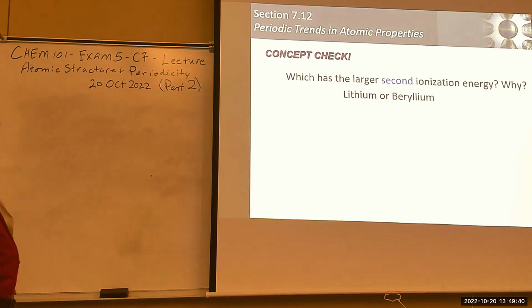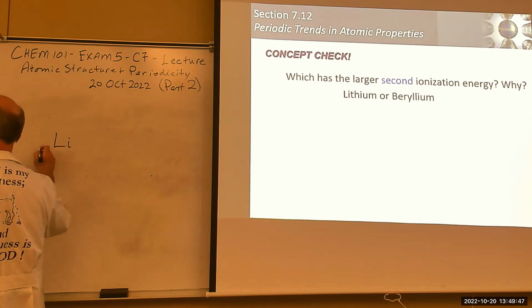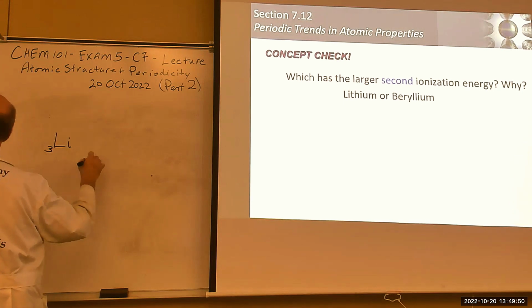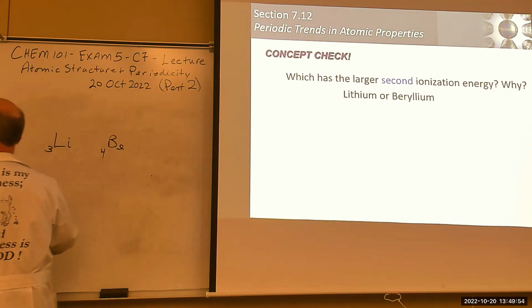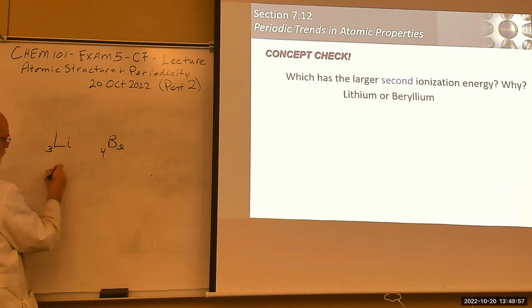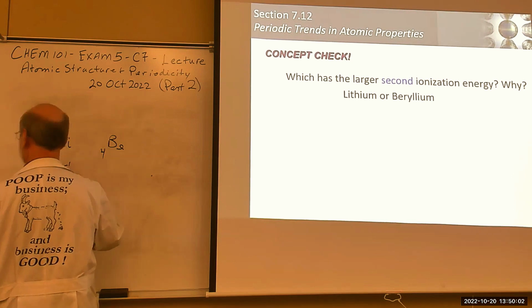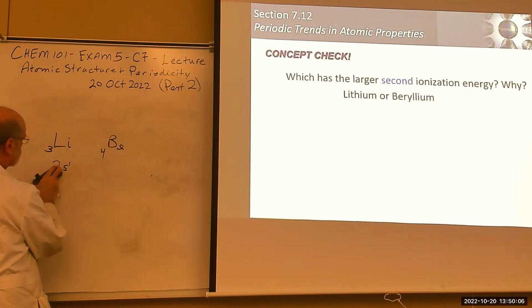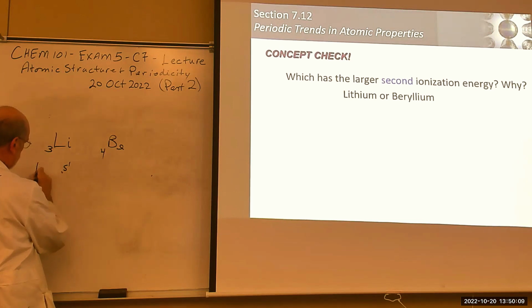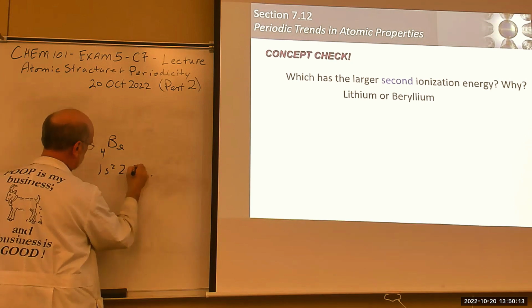How about second ionization energy, lithium or beryllium? Well, lithium is 3 and beryllium is 4. Right? So we're talking about which electrons are going to be removed. This one is 2s1, and this one is, oh, excuse me, 3s1. No, I was right. 2s1. So it's 1s2, 2s1, and this is 1s2, 2s2.